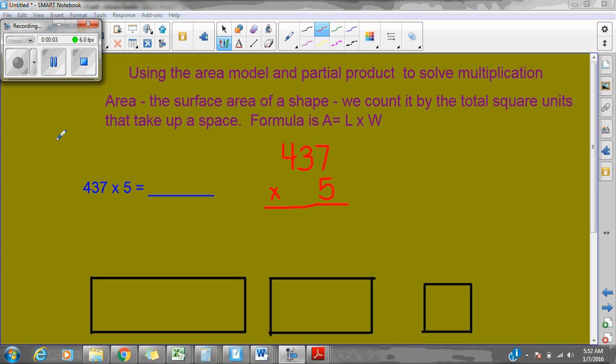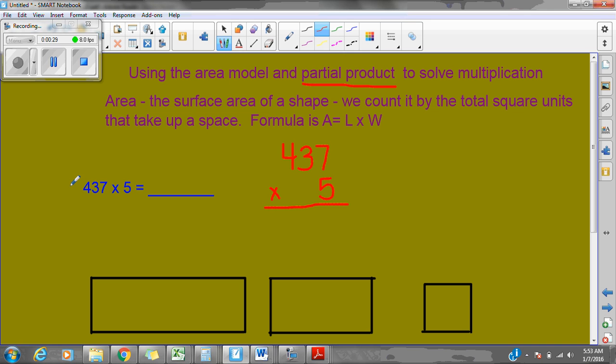Using the area model and partial product to solve multiplication. We remember that partial product means that you're getting part of the answer to a multiplication problem. So we're going to do a review really quickly of what partial product is. We have our first problem, which is 437 times 5.